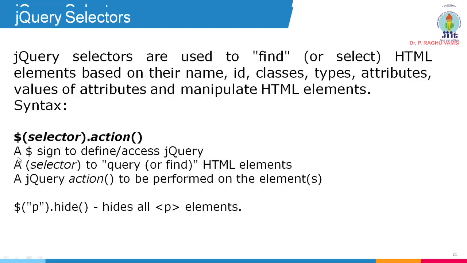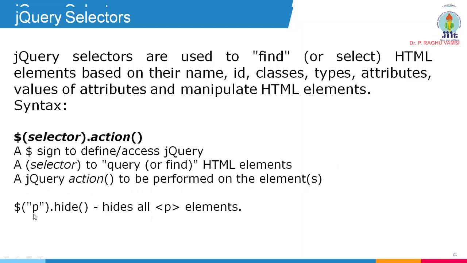So that means a dollar sign is used to define or access jQuery. Here dollar means you are going to get the particular selector, and you are going to define or access jQuery with that particular selector. A selector is used to query or find HTML elements in the HTML file. The action is the jQuery action to be performed on the element.